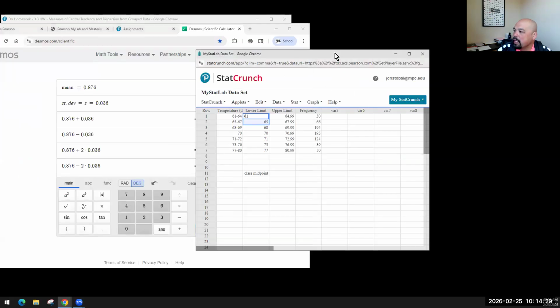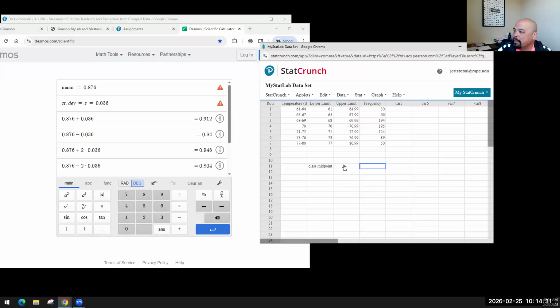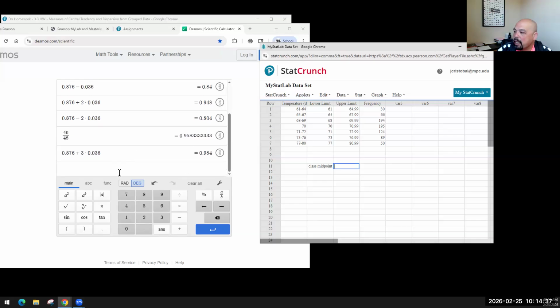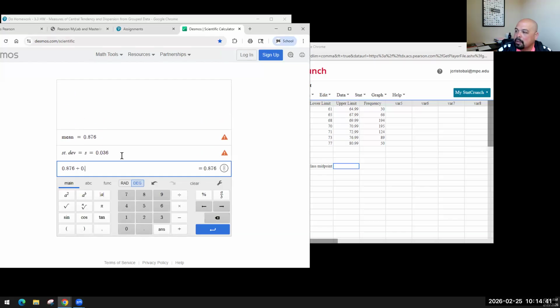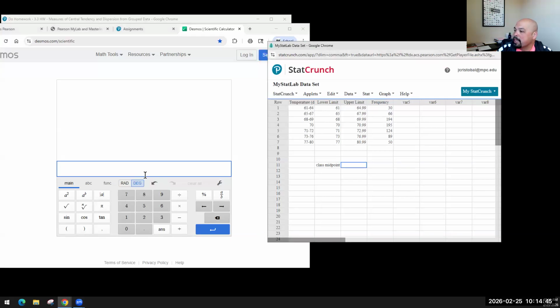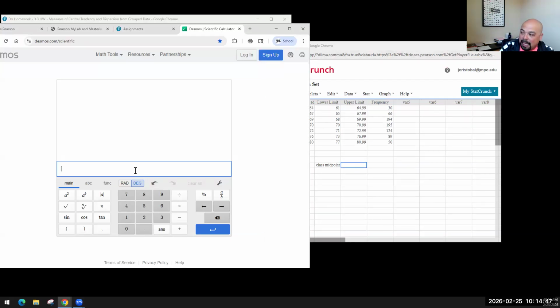Okay. If I want to find that first class midpoint, I'll just start typing them here. Going back down here, let me get rid of our old information. I know, exciting for this video, but here we go. Right, so now here's our lower limits. If I want to find the first class midpoint, I want to find the midpoint between these two lower limits. So we're going to make a fraction.